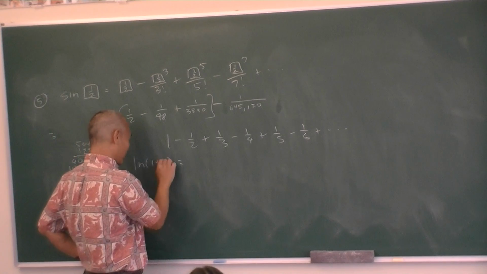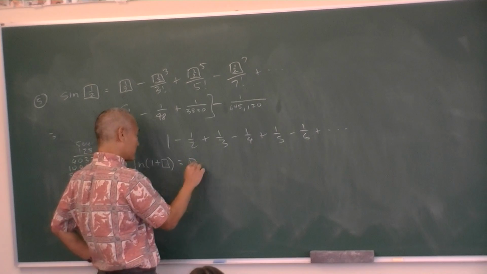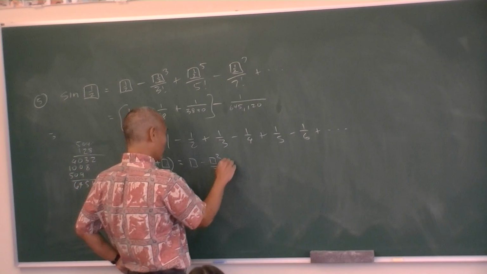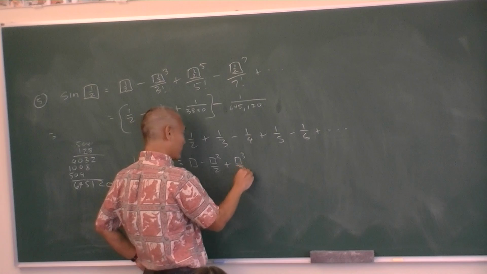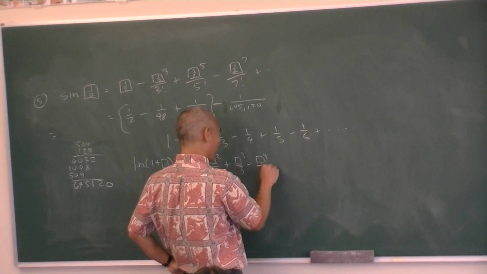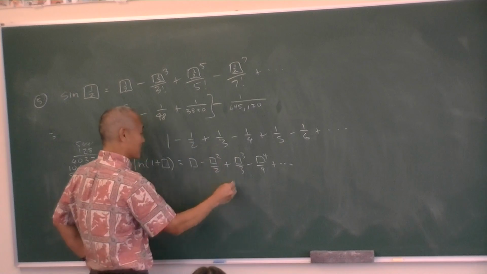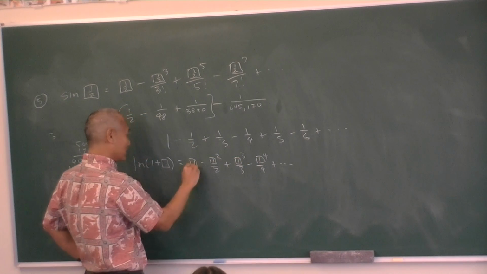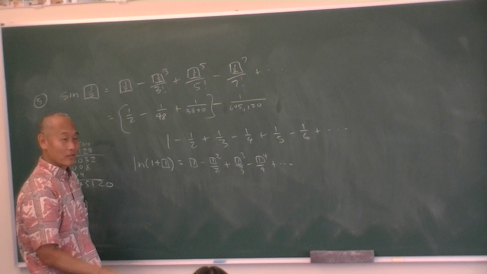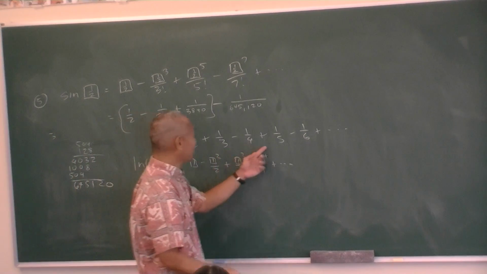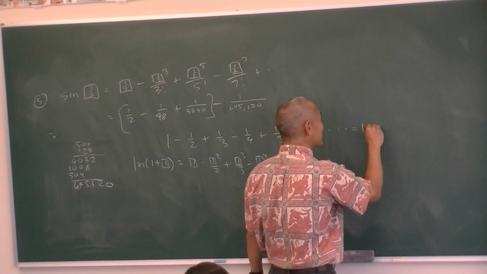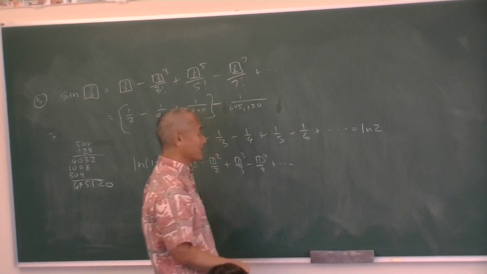Alright, 1 plus box then, for you guys, for your movie. Box minus box squared over 2 plus box cubed over 3 minus box to the 4 over 4 plus dot dot dot. What number do I have to put in the box to get these numbers? 1. So if you put in 1 there, isn't that natural log 2? So if you keep on adding these numbers forever, you will get exactly natural log 2, which is approximately 0.693.